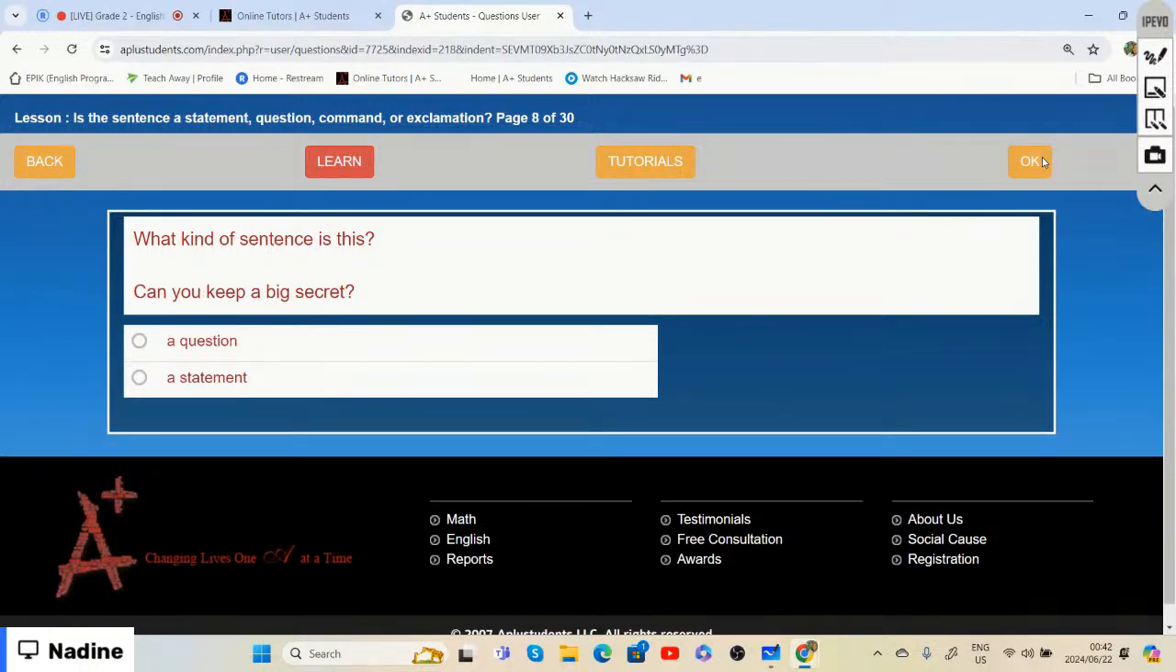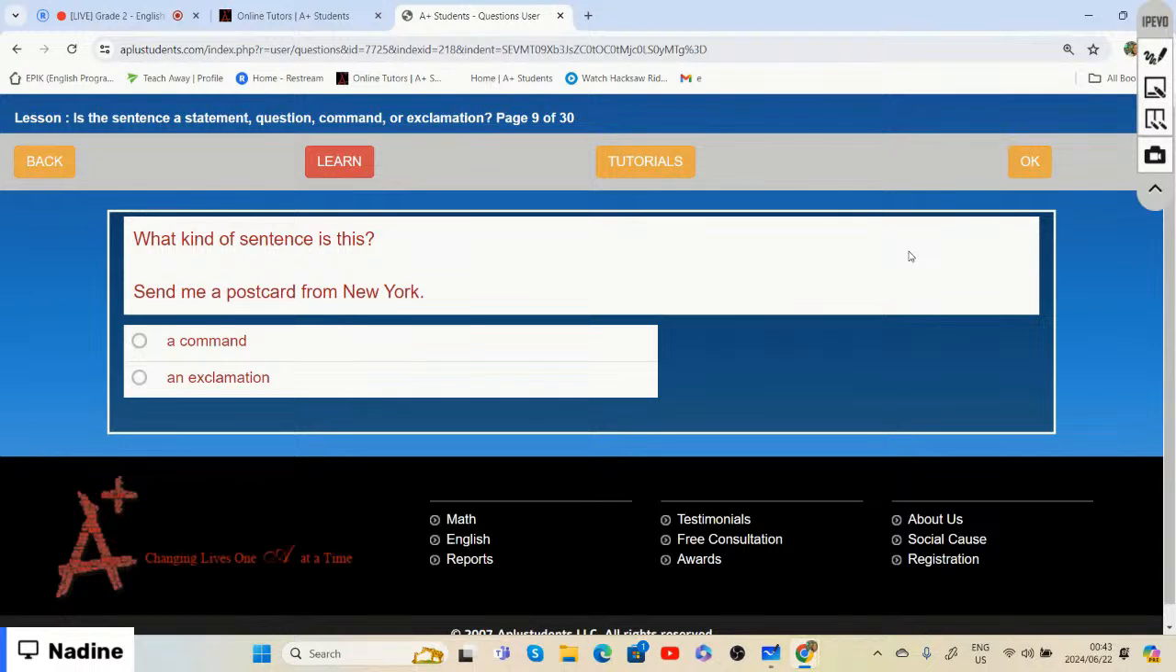Can you keep a big secret? Right? So that is a question that is being asked and it ends with a question mark. So yes, option one is correct. Let's do the last one.